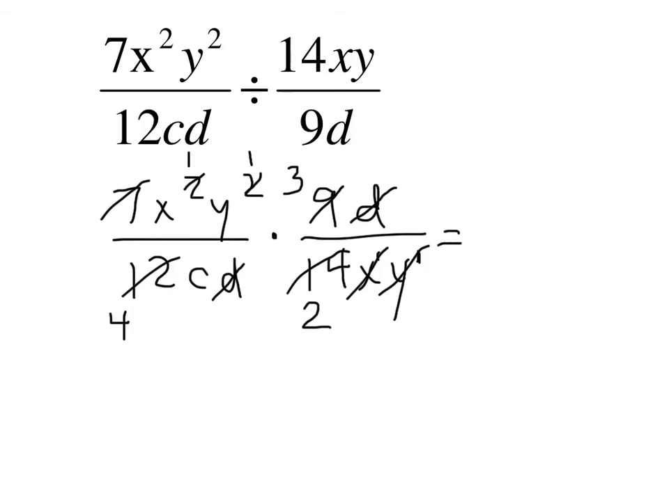What do we have left here? I see a 3, x to the first power, y to the first power. 2 times 4 is 8, and I see a c. Is that correct? I hope so.